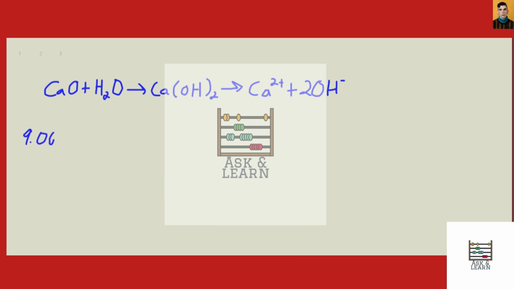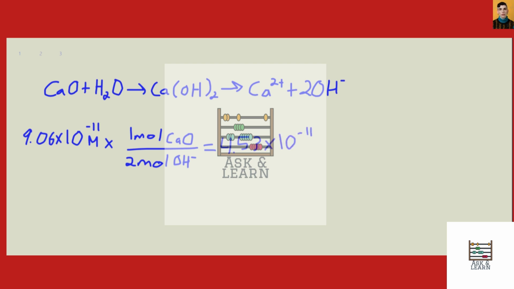So we're going to multiply that by 1 mole CaO over 2 moles of OH minus, which yields this concentration: 4.53 times 10 to the negative 11th molar. Now we have to convert that to pounds.